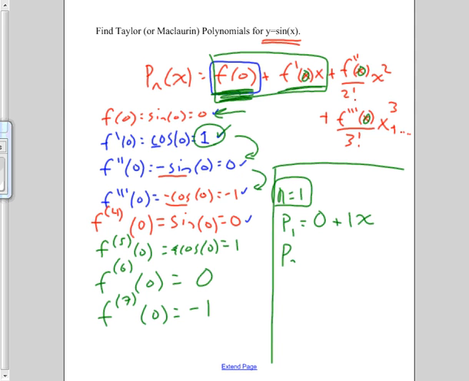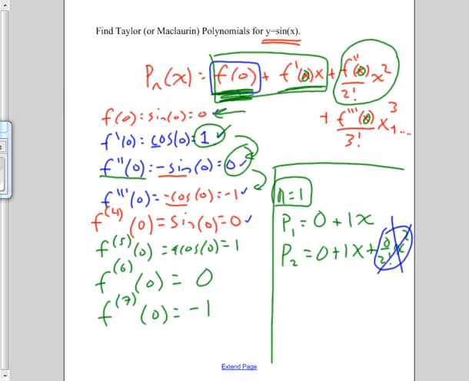If I do p2, I'm going to have 0 plus 1x plus, and now I'm going to look at the second derivative at 0. Well, this is an interesting case. The second derivative at 0 is 0. So we'd get 0 over 2 factorial times x squared. And that whole chunk is 0. So there really isn't a P2.